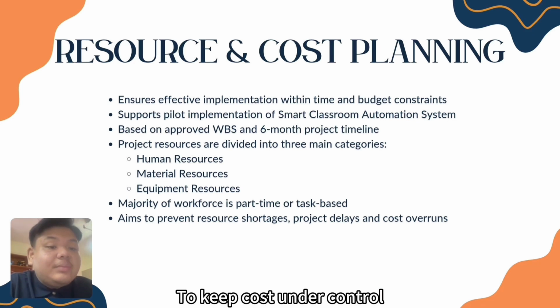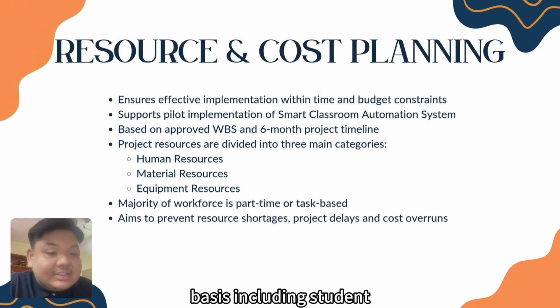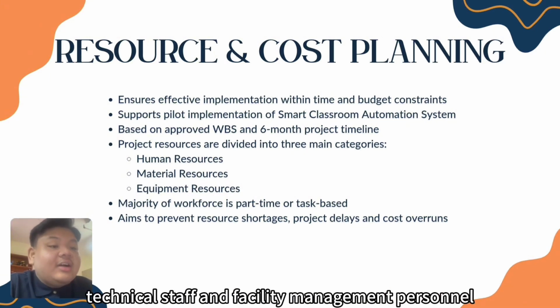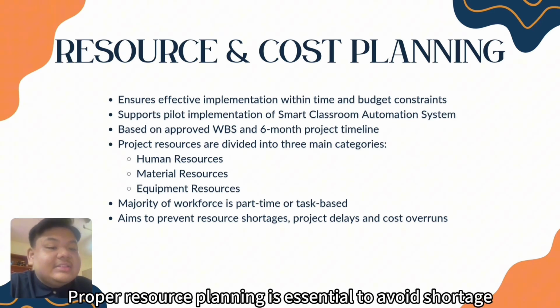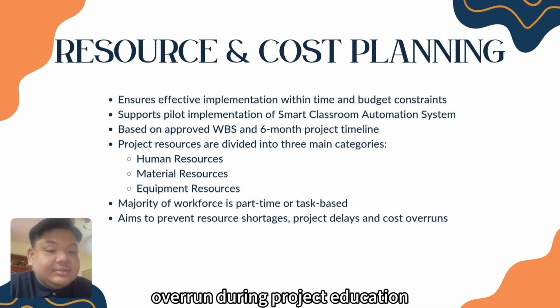Resource planning for this project is divided into three main categories, which are human resources, material resources, and equipment. To keep costs under control, most team members engage on a part-time or task-based basis, including students, technical staff, and facility management personnel. Proper resource planning is essential to avoid shortage, delay, and unnecessary cost overrun during project execution.